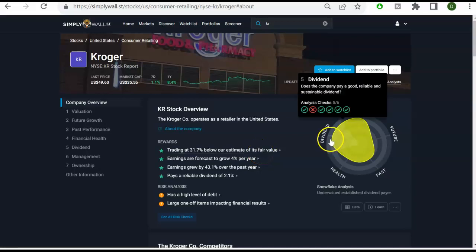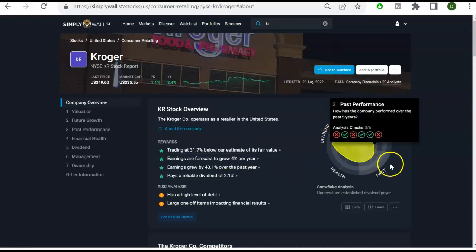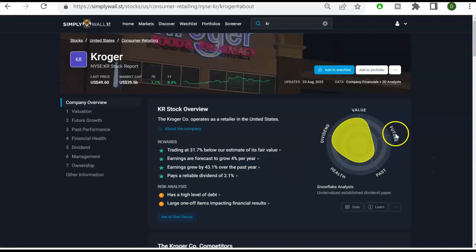It pays a hefty dividend of 2%. A great past history. It's healthy. But the future growth is not what it was. It was 43%. Now it's only going to grow about 4%. I don't think a lot of people are going to like that growth rate.